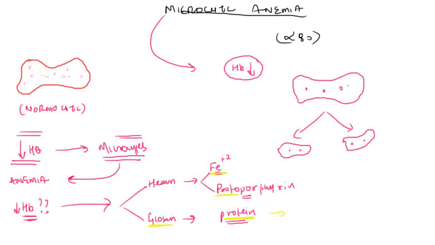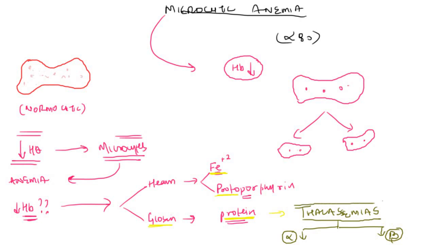Let's say there is less globin. If there is less globin, obviously there is less hemoglobin, and there will be something called microcytic anemia. Now the question arises, where do we find less globin or less protein? So obviously in conditions such as thalassemias, we find this less globin, and as a result of this, there is microcytic anemia. Now, thalassemias can be of two types. There can be alpha thalassemia if the alpha globin chain is less, and beta thalassemia in the situation where the beta globin is less.